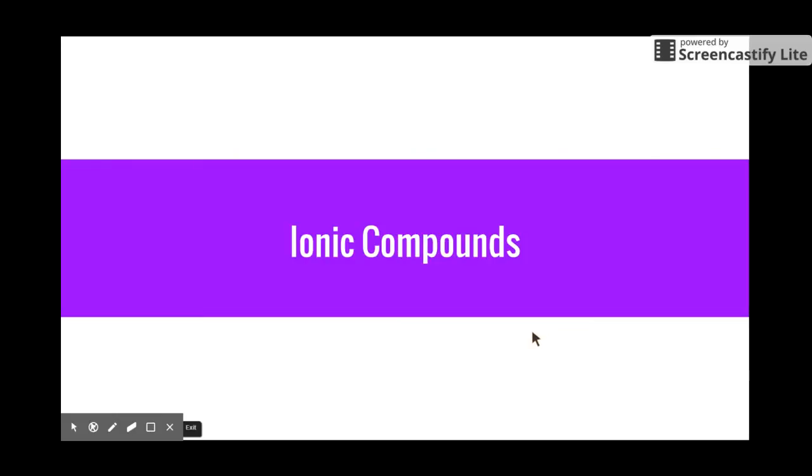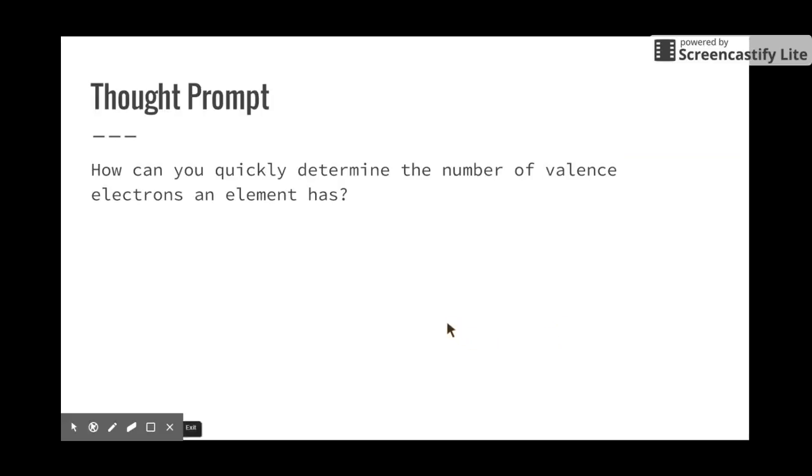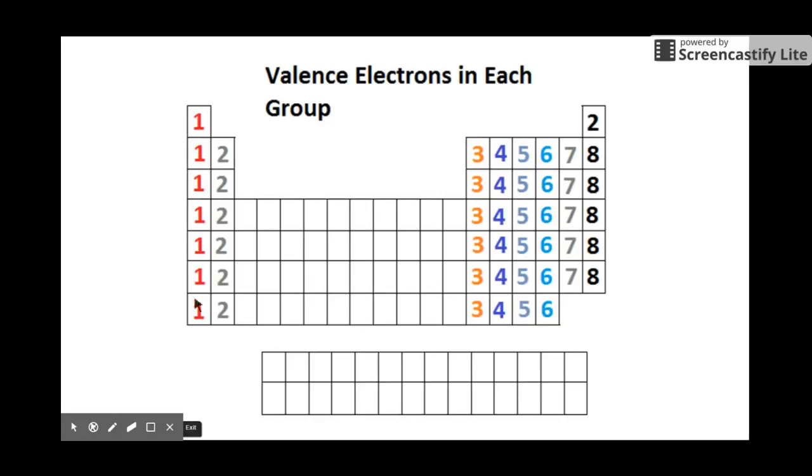So let's talk about ionic compounds. This is one type of compound where atoms come together in a certain way. Before we actually talk about that, you might want to think about this. How can you quickly determine the number of valence electrons an element has? Well, if you look on the periodic table, elements in group 1 all have 1 valence electron. In group 2, they all have 2 valence electrons. We're going to skip over the transition metals and go to group 13, or the main group 3, but group 13 has 3, 14 has 4, 15 has 5, 16 has 6, 17 has 7, and 18 has 8, except for, remember, helium. Helium can only fit 2 in its first row, so there's kind of one exception there. But you need to know that these are where the valence electrons are for each atom.